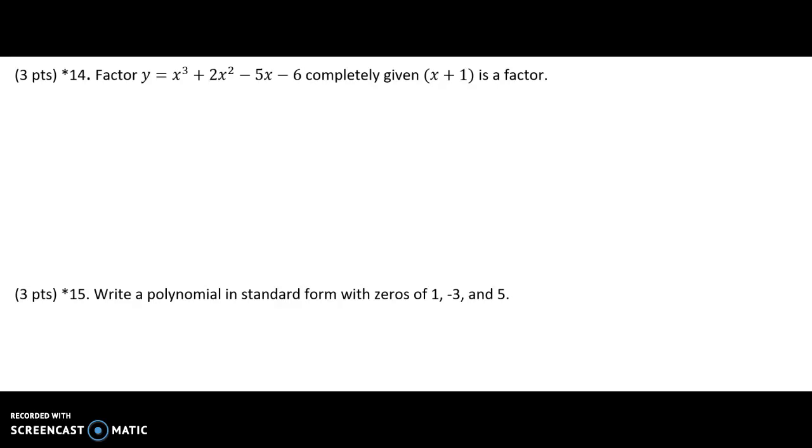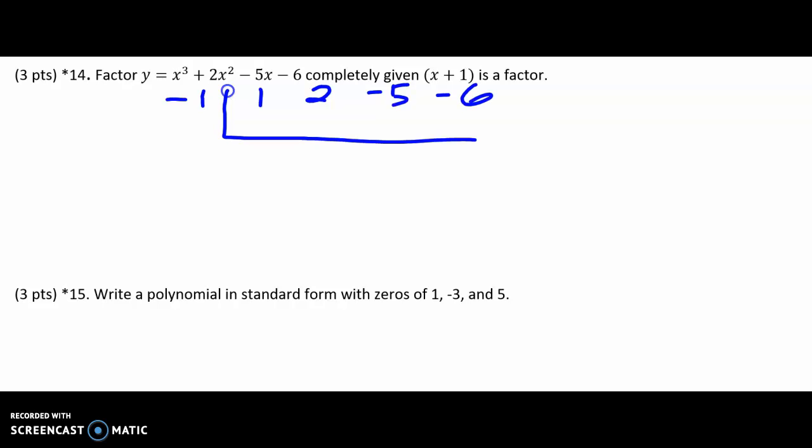When we do this one, what we're going to do is synthetic division. Remember, you make a little box. You do the opposite of what you see over on the right side there. So I see x plus 1. The opposite would be a -1. Then I go ahead and write my coefficients inside my box.